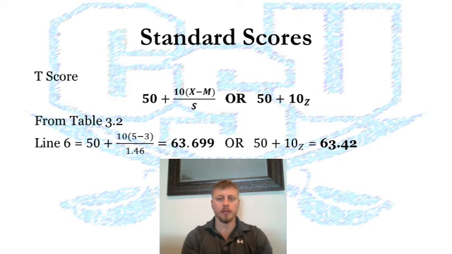Why would literally the same number be different or yield two different results or have a small disparity between the two? And a lot of that has to do with the way we do our math. So if I did the z-score and rounded up and then just used the z-score with the rounded number in the 50 plus 10z, then that's going to change the answer significantly.